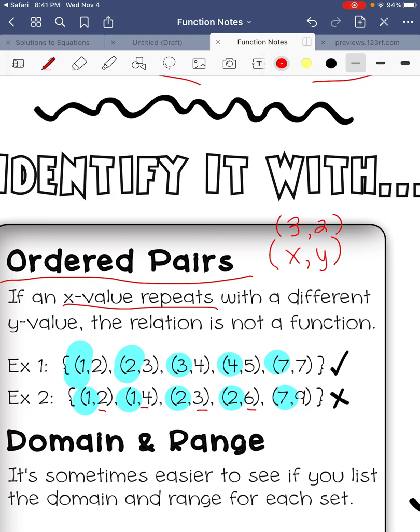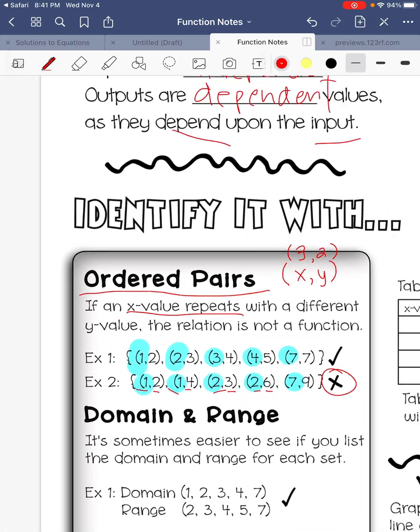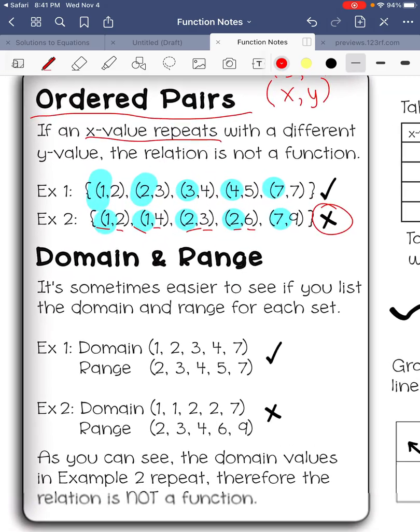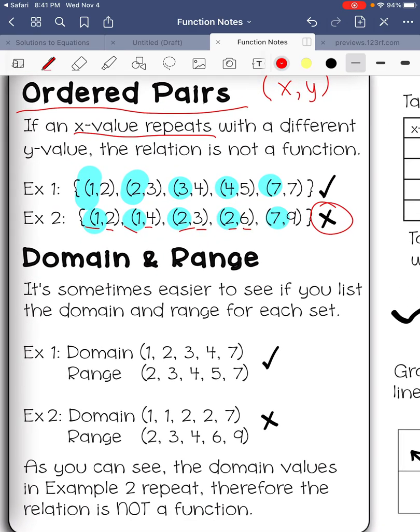So you can look in example set 2, and I have repeating x values. I have two 1s and I have two 2s. So that's not a function, okay? A function only works when there's one output for each input, okay? Let's talk about domain and range. So another way, and again, we talked about domain as being the x value, or my input.